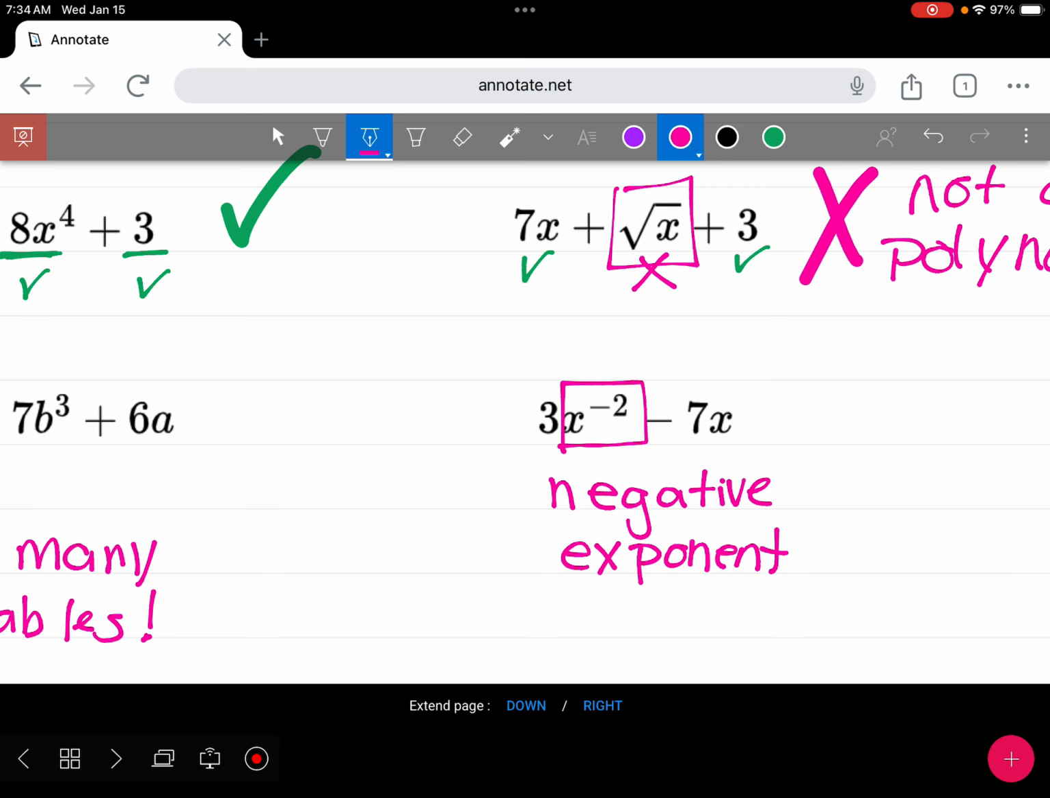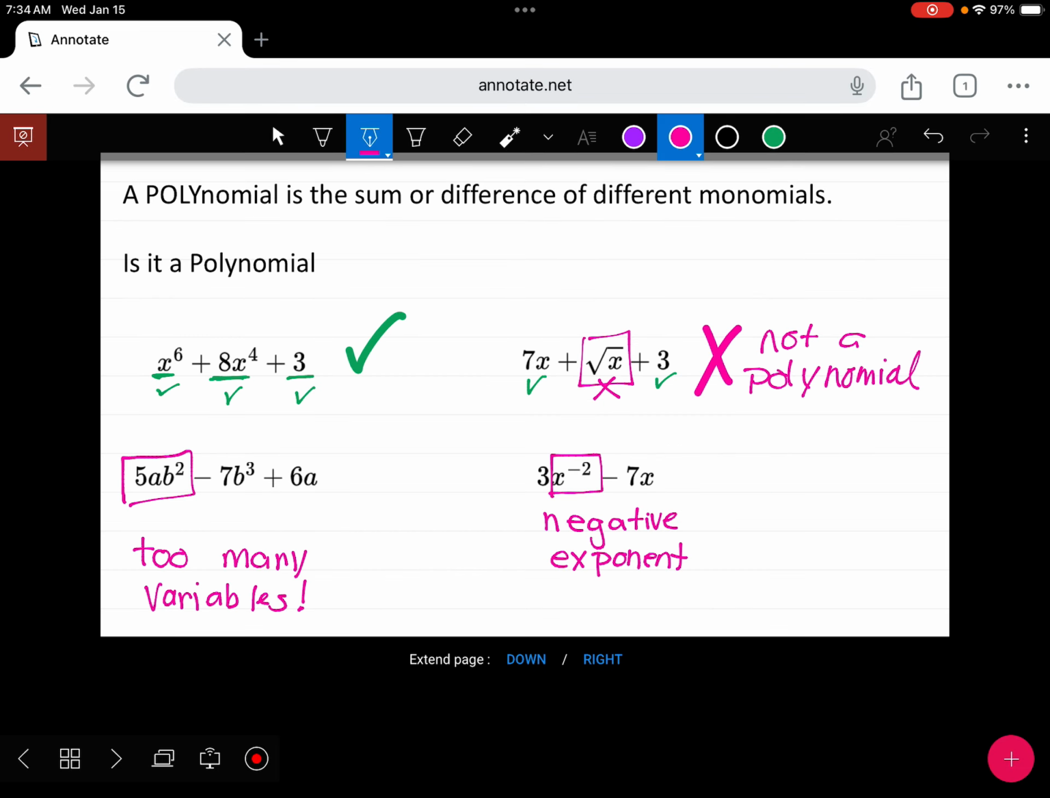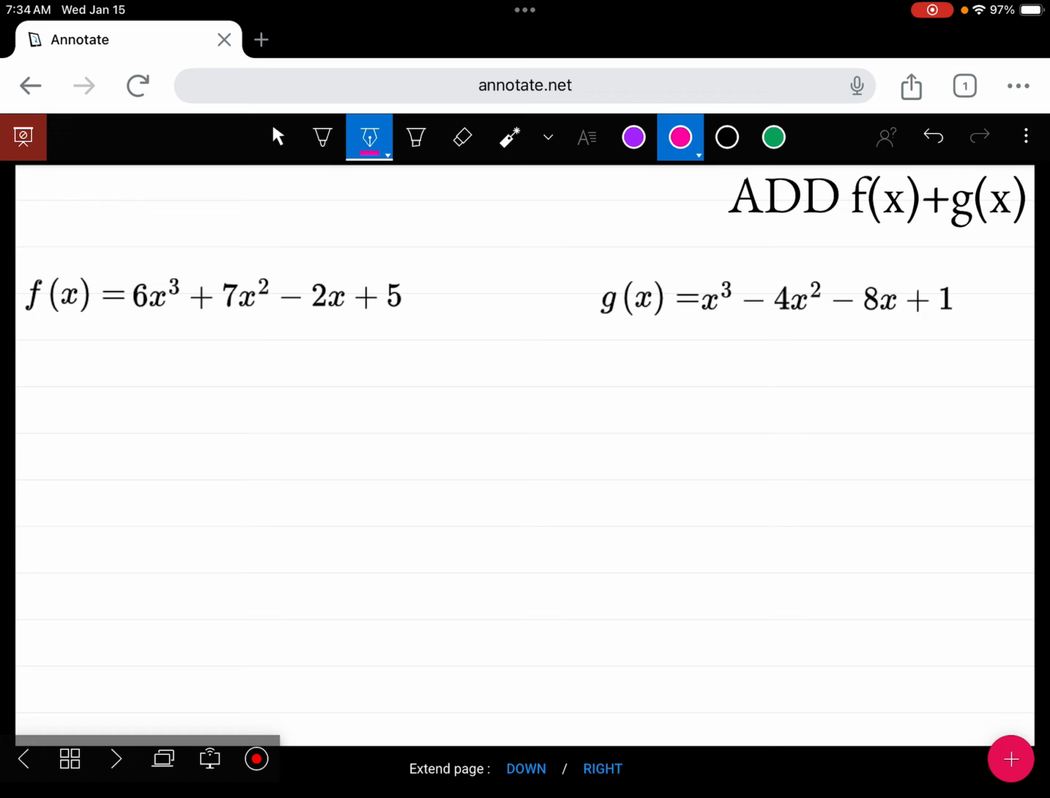Okay, so identifying what is and is not a polynomial is the first part of today. Questions on that bit? Okay, because the other part of today is going to look a little bit more complicated, but I promise it's really not. I'm going to give us two polynomials. They will be polynomials, we don't even have to check. And I'm going to ask us to add them together.